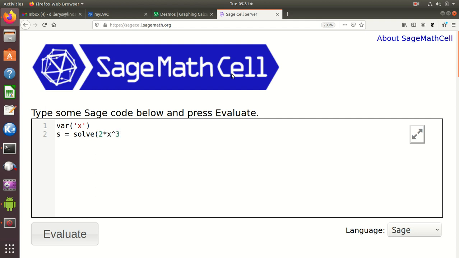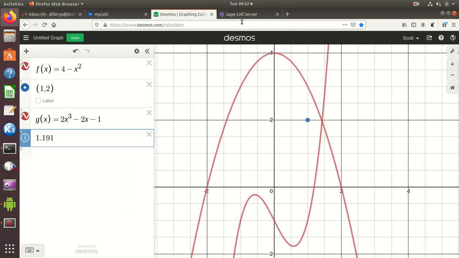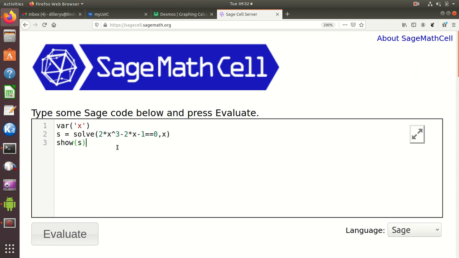2x cubed minus 2 times x minus 1 equals 0, and I want to solve that for x. And then I'm going to show that answer. And let's see if I got that right. So again, 2x cubed minus 2x minus 1. Yeah, and I hit evaluate.